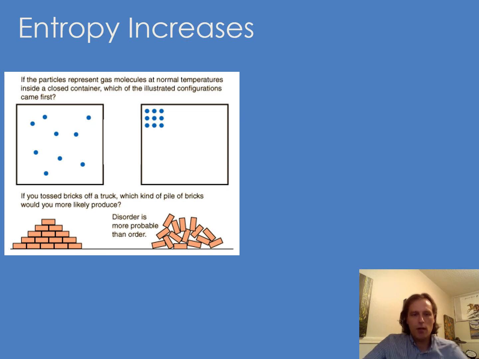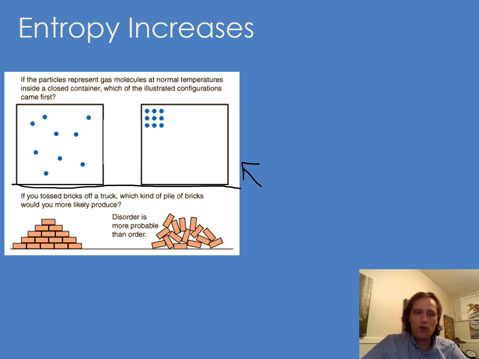Entropy increases. So take a look at just the top part of this picture. Ignore the bricks for now, just the top part. Here's a question for you. If the particles represent gas molecules at normal temperatures inside a closed container, which of the illustrated configurations came first? You can pause the video now and try to guess which one, and then explain why. More importantly, why.